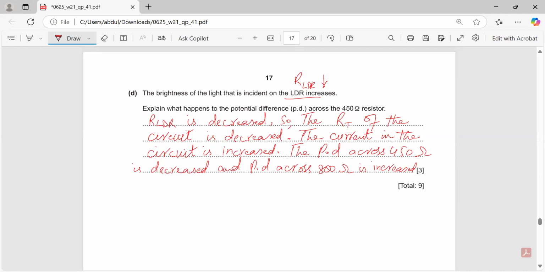So my dear friends, resistance of LDR is decreased because resistance of LDR is inversely proportional to light level. So light level is increased, resistance will be decreased. So total resistance of the circuit is decreased. It means current in the circuit is increased.